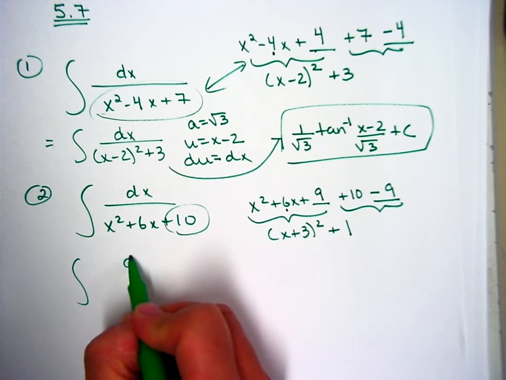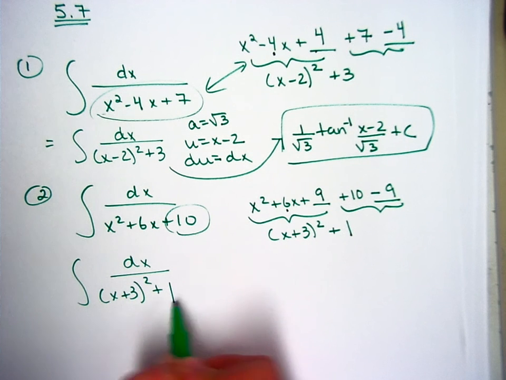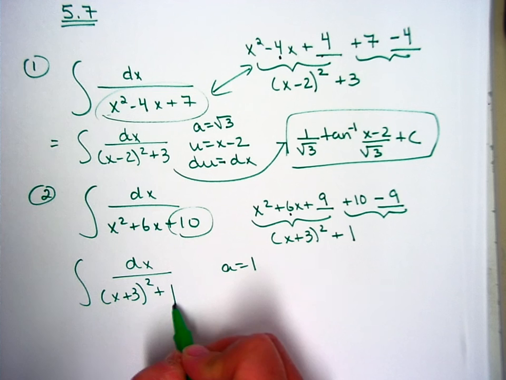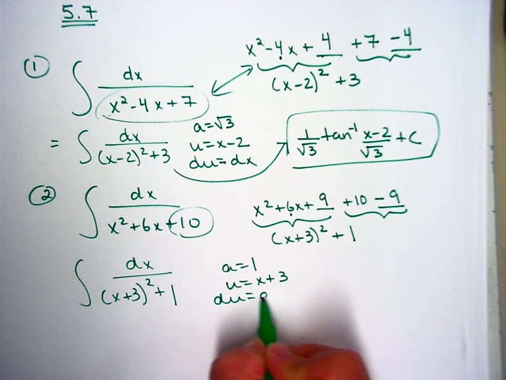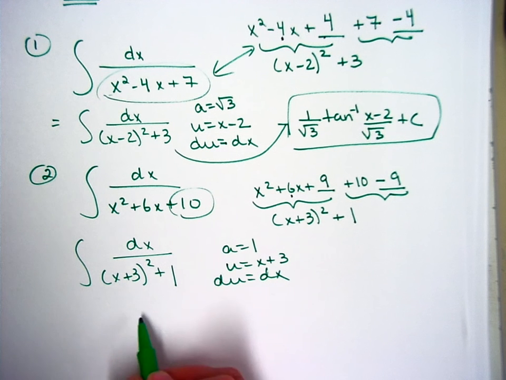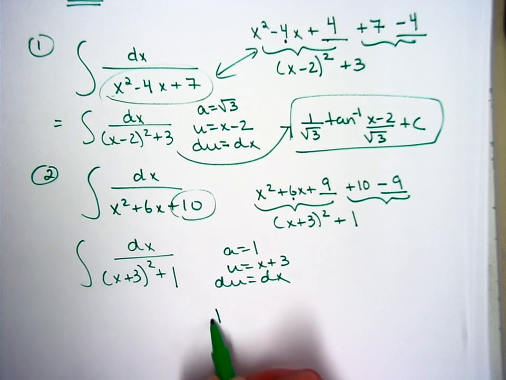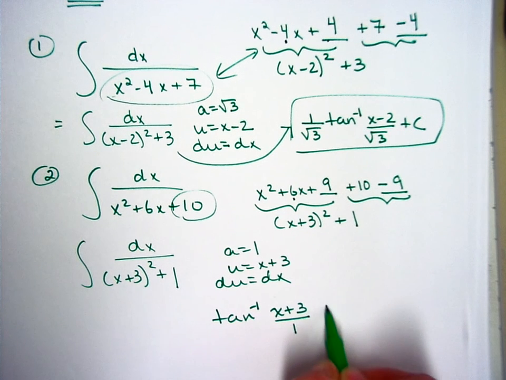Now I can rewrite this problem as x plus 3 squared plus 1. And again, this fits my arctangent. My a is 1 squared. My u is x plus 3. My du is dx again. I'm not missing anything for my du, so this is my arctangent. Arctangent is 1 over a, which is just 1. Arctangent of u over a, which is 1, plus c.